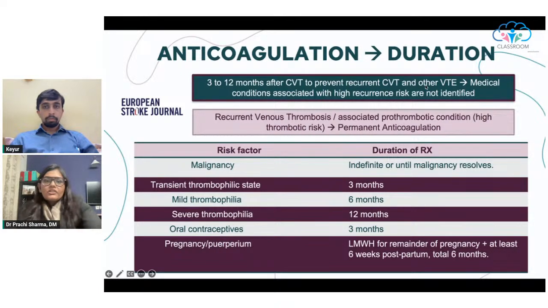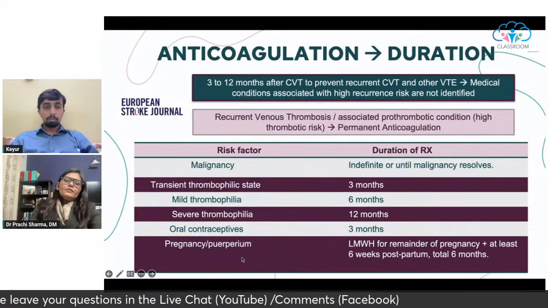Suppose there is a patient who does not have any medical condition which is associated with a high risk of recurrence. In these cases, guidelines recommend at least continuing for 3 to 12 months, depending upon the cause. On the other hand, if there are patients who are presenting with unprovoked CVT, for example, a patient who's presenting natively with CVT and does not have any associated prothrombotic condition, does not have any associated transient risk factor for CVT, in such cases, or in cases who have recurrent venous thromboembolism, or those who have associated prothrombotic conditions, in them indefinite or lifelong anticoagulation will be required.